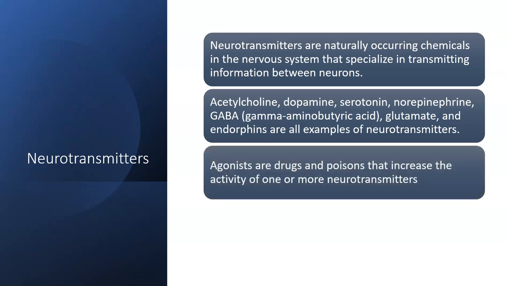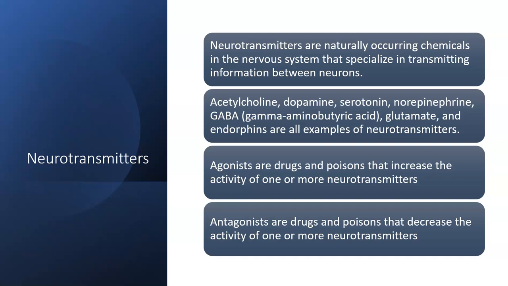We're also going to talk briefly about various drugs and poisons that can either increase or decrease the activity of neurotransmitters. Some of these are called agonists because they increase the activity of a neurotransmitter or neurotransmitters, whereas antagonists are drugs or poisons that decrease the activity of one or more neurotransmitters.